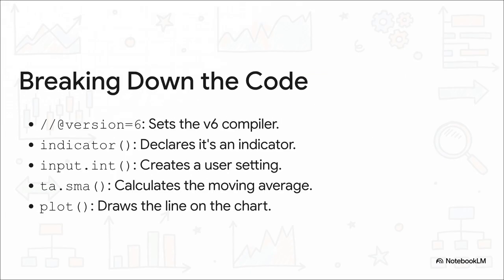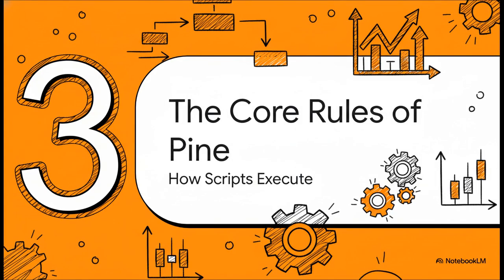See how logical this is? That first line just tells TradingView, hey, we're using version 6. The indicator line sets it all up. The input line, that creates a little settings box where you can change the number from 14 to 50 or whatever you want. Then ta.sma does all the math for you, and plot just draws the line on your screen. It's that straightforward.